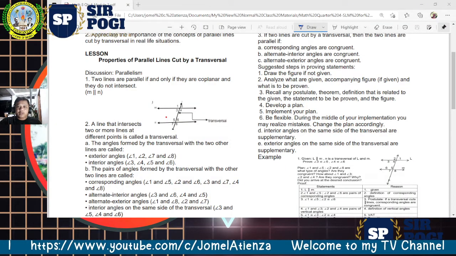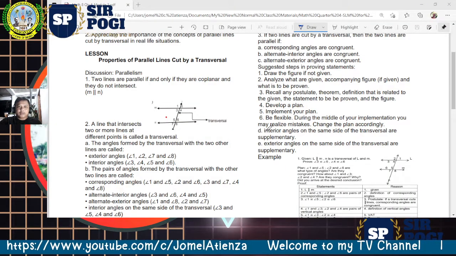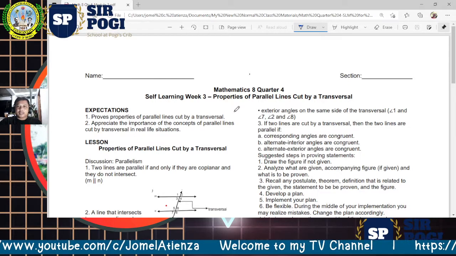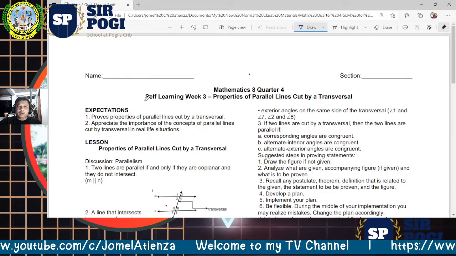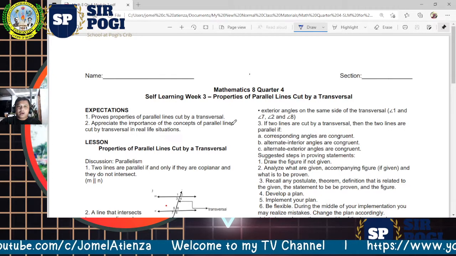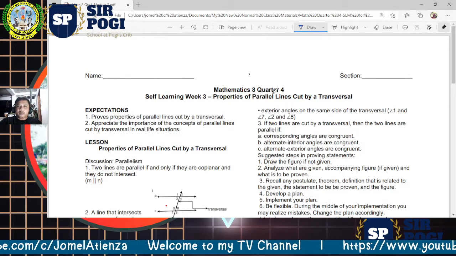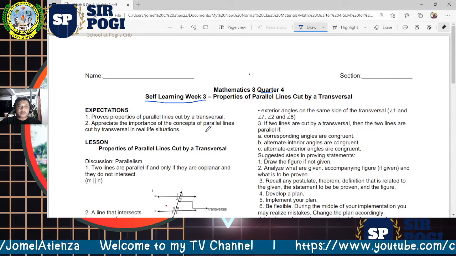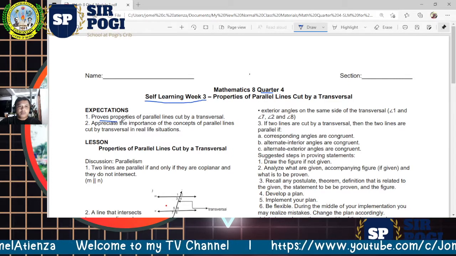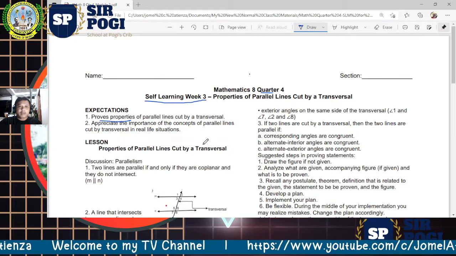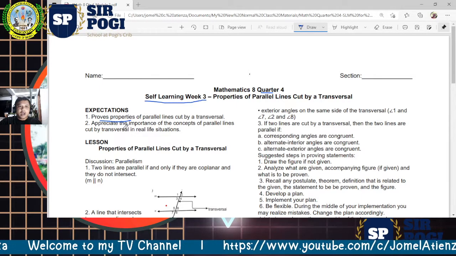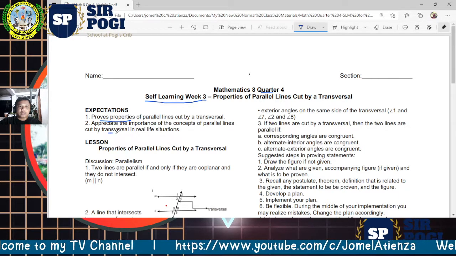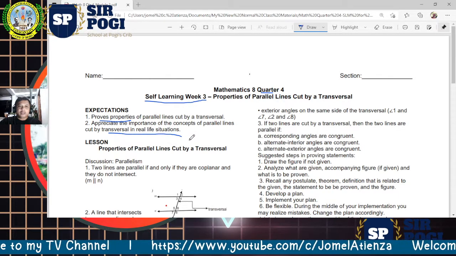Okay, so go back with our topic. So that is all about the properties of parallel lines cut by transversal. So we are now on our week 3 of our quarter 4 in school year 2020 to 2021. So we are expected to prove the properties of parallel lines cut by a transversal and appreciate the importance of the concepts of parallel lines cut by a transversal in real life situations.